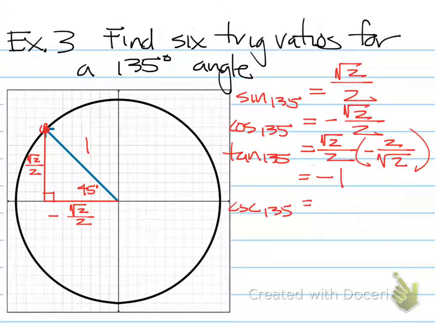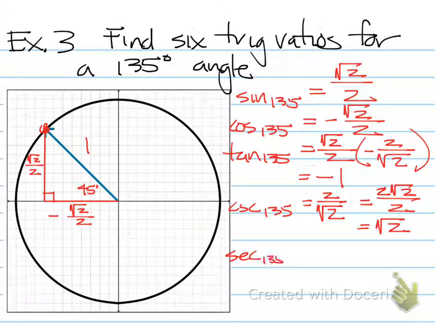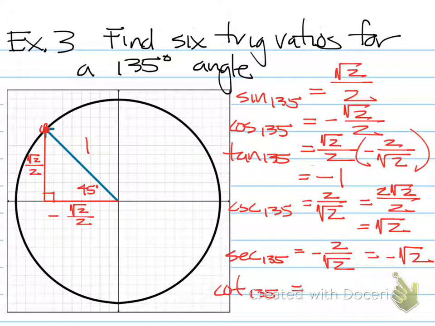And then cosecant is the inverse of sine, so if I take the reciprocal of √2/2, I get 2/√2, which once I rationalize the denominator will give me √2. Secant is the inverse of cosine, so the reciprocal of -√2/2 is just -√2. And then cotangent is the inverse of tangent. The inverse of -1 is still -1.